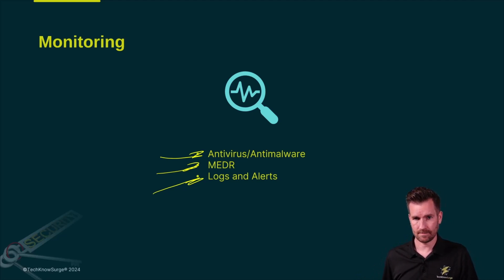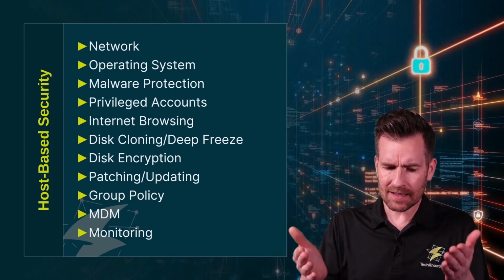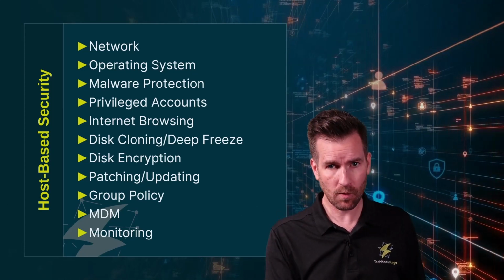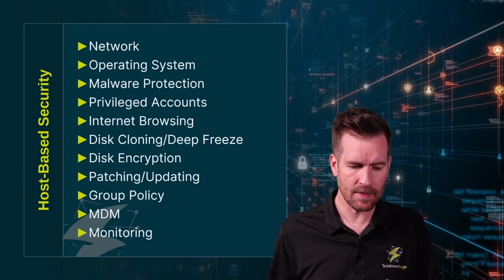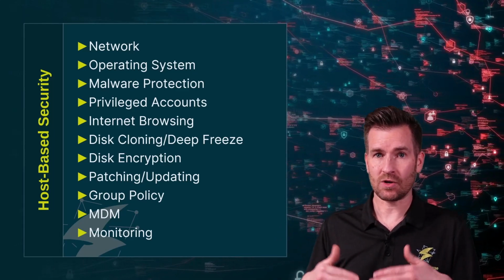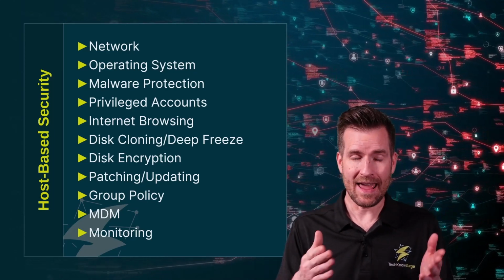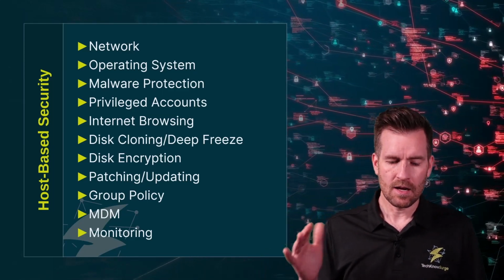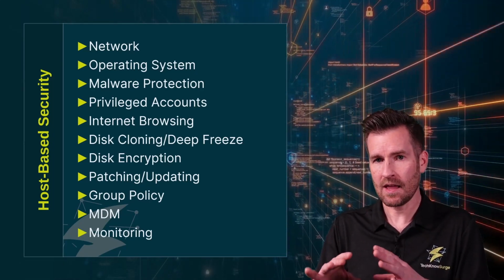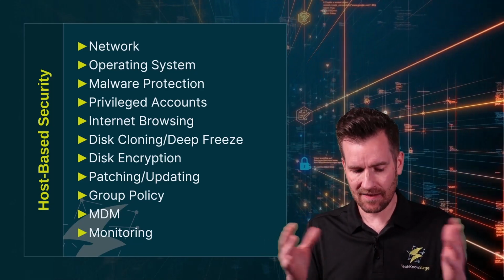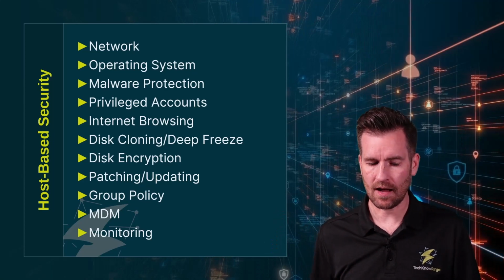In this video, we talked about host-based security, how to protect the end hosts. And we talked about things like networking, making sure that there's a firewall turned on, making sure that there's some sort of host-based intrusion detection or prevention system, taking a look at the operating system, making sure it's patched and updated, taking a look at malware, making sure that there's some sort of anti-malware or an endpoint detection and response set up on it, making sure that end users are not on the machine with privileged accounts, that administrative rights are not just given out to everyone. Making sure that internet browsing is safe and that there's some sort of content filtering on them.